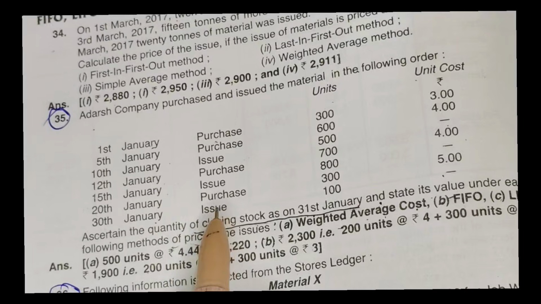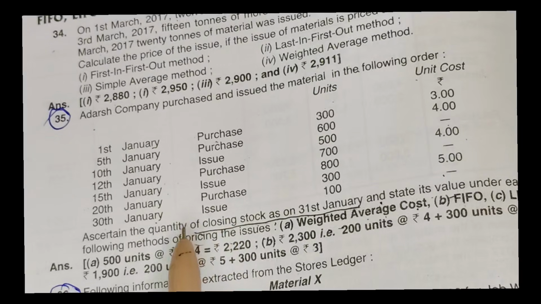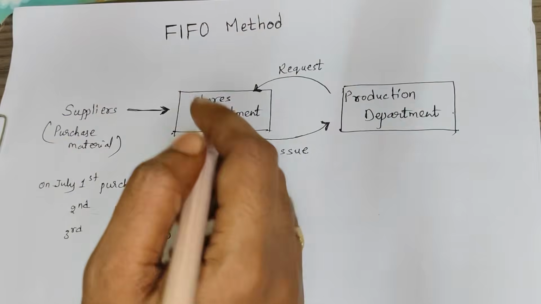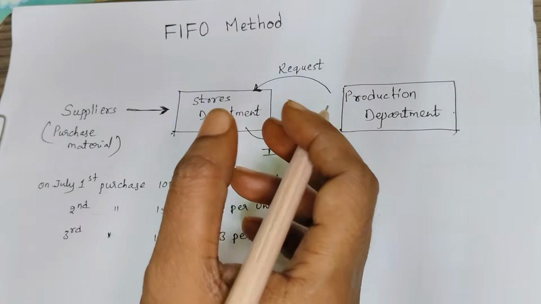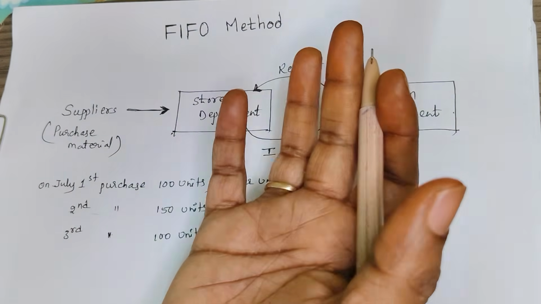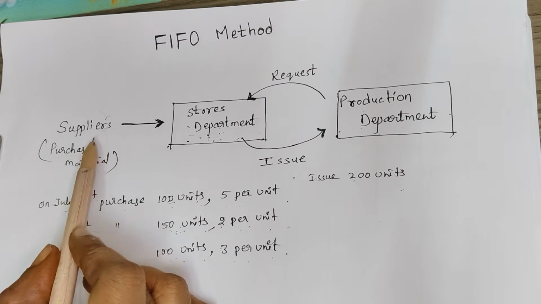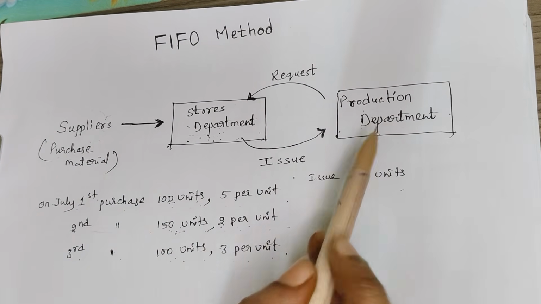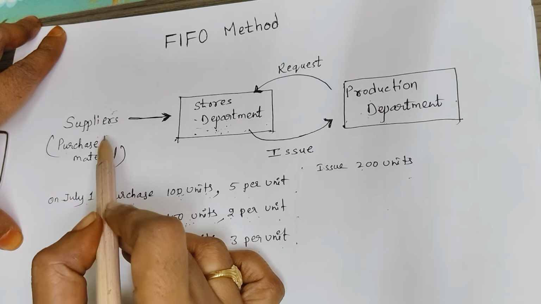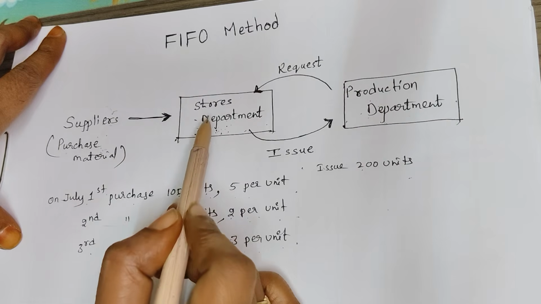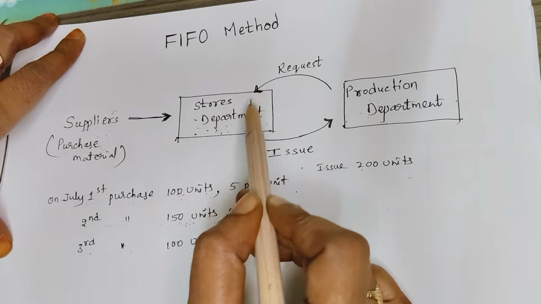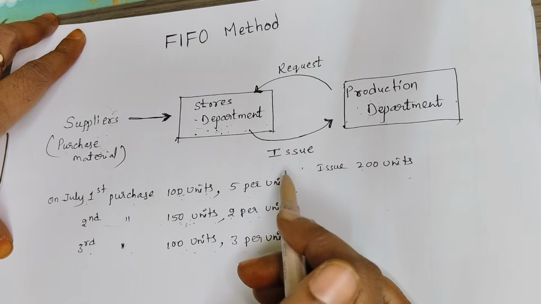Before calculating the closing stock on FIFO method, you have to know about FIFO method. So let's see the explanation of that FIFO method. Under this method, materials received first are issued first, that is first in, first out. For suppose, here we have suppliers, stores department, production department. It is related to the factory. When you purchase raw material from your supplier, they will deliver to your store, that is nothing but warehouse. By production department request, your store will issue raw material to the production department.